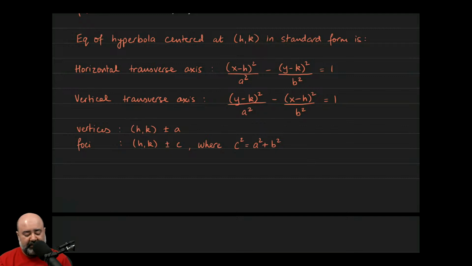Now, vertices are always going to be h comma k plus or minus the distance from the vertex to the center. And then the focal points are also going to be the center plus or minus c, where c is calculated as c squared equals a squared plus b squared. Another point of difference between ellipses and hyperbolas: with ellipses, this formula was a squared minus b squared, whereas with hyperbolas it is c squared equals a squared plus b squared.